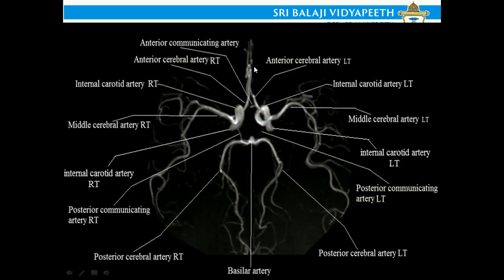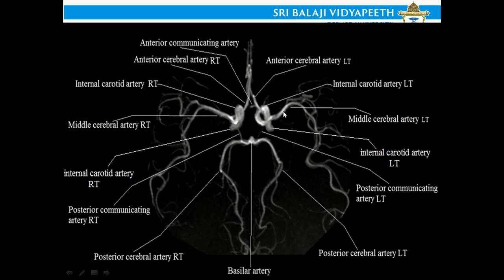This is the angiogram that shows the circle of Willis very carefully. When they inject a dye and study the circle of Willis, here you can see the anterior cerebral artery very clearly. This is a small anterior communicating branch, and this is the internal carotid artery.